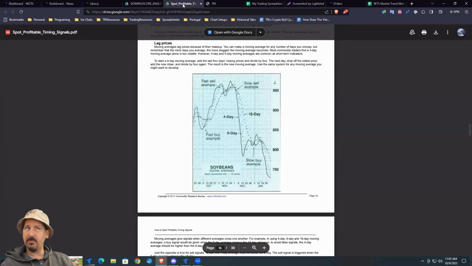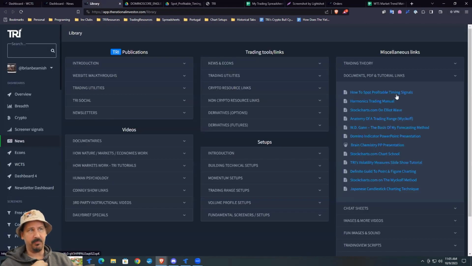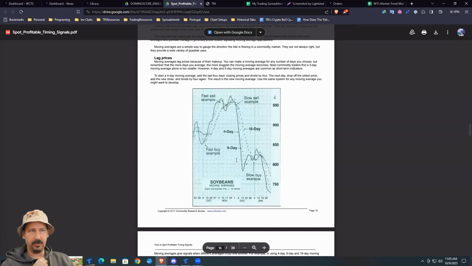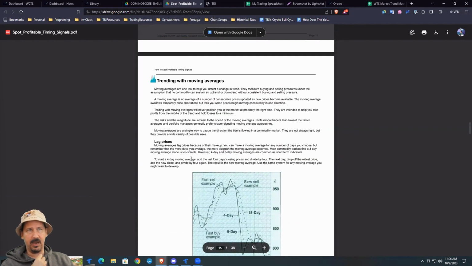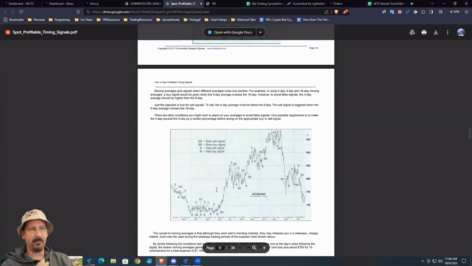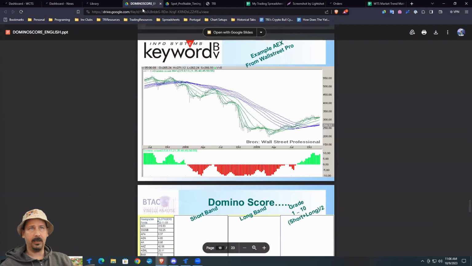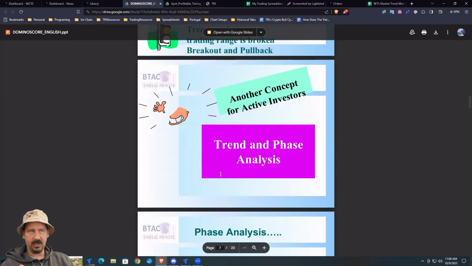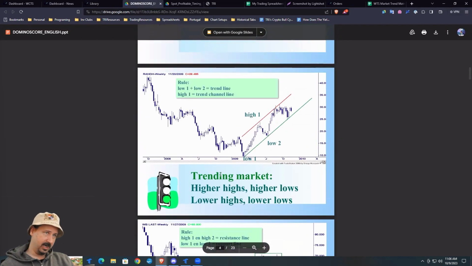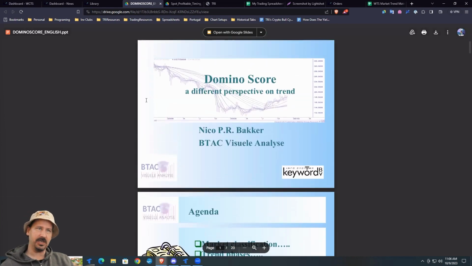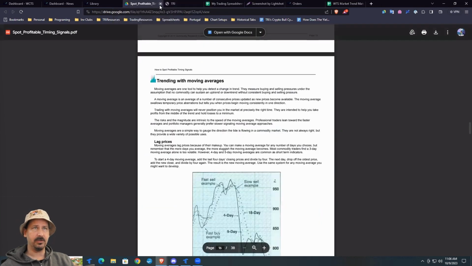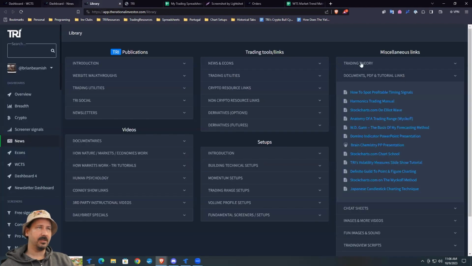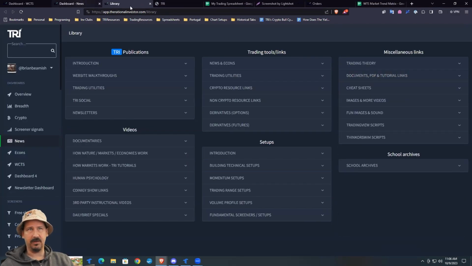You should be able to go into the library, right? How to spot profitable timing signals. This is in here. You want to do some self-study? Trending with moving averages. Read this. Commit it to memory. Understand how this works. Then come into the library again. Pull up domino indicator. Read this. Just understand how this works. Or if you want a guided education, take the education program. Of course, this is all explained in detail, I think in week 2 or week 3 of the level 2 program. So it's not even level 3. It's basically just a continuation of the level 1 program.